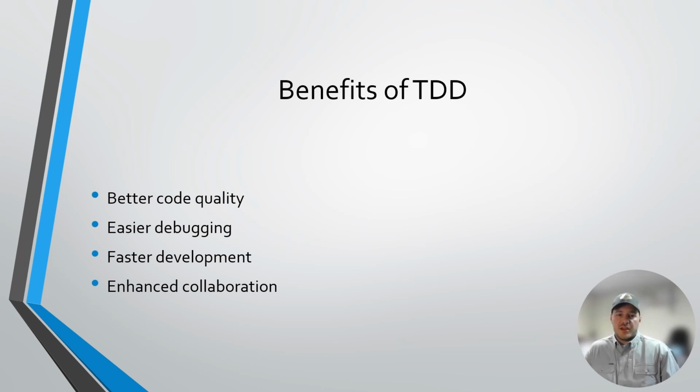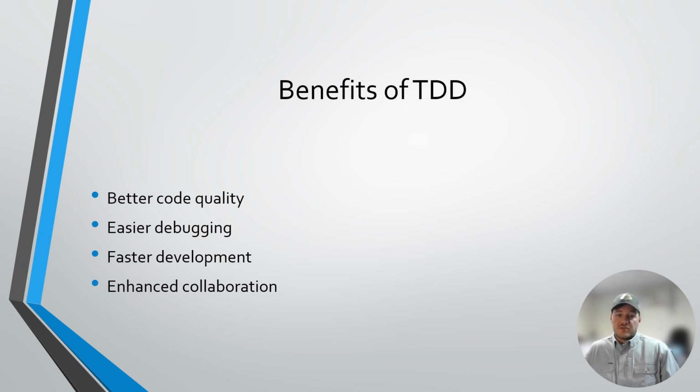Test-driven development also promotes faster development by helping teams catch and fix issues early in the development process. By writing tests before writing code, issues can be identified and addressed before they become more difficult and time-consuming to fix, leading to faster development.